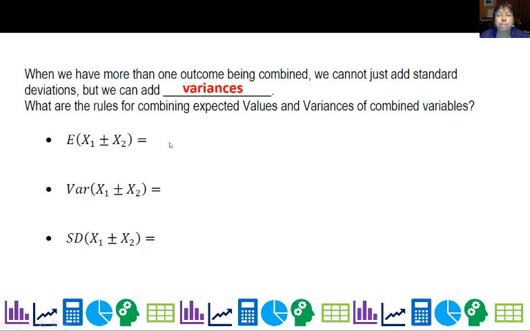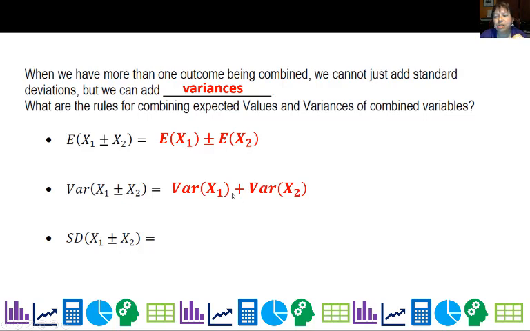So here are the rules for combining expected values and variances of combined variables. Expected value, super easy. Treat it like you think it should behave. If you're adding two outcomes, add the two means. If you're subtracting two outcomes, subtract the two means. Yay, that's easy. Variances are almost as well behaved, but they always add.